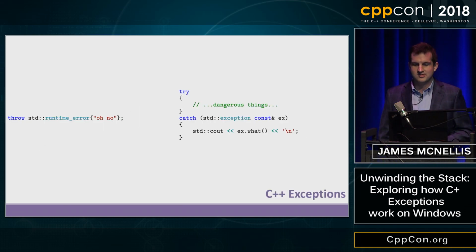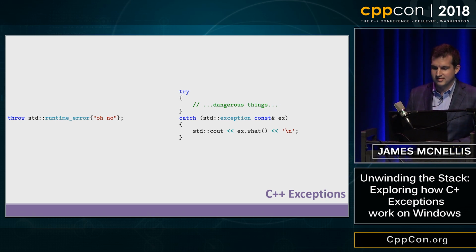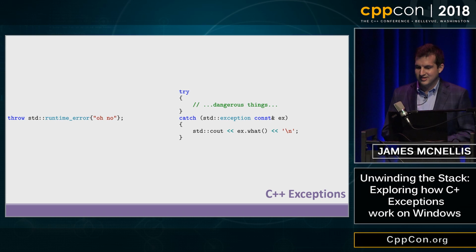So C++ exceptions, this being CppCon, I'm sure that most of us are at least somewhat familiar with C++ exceptions. We can write throw expressions that throw exceptions, and we can write try-catch blocks to handle them. But today, C++ exceptions will be at the end of our journey. So we're going to start at the bottom of the stack and work our way towards them.